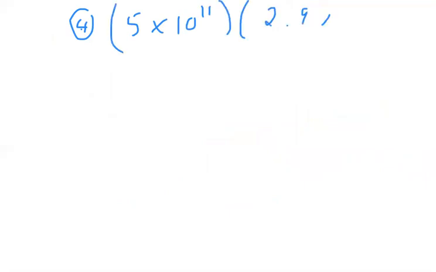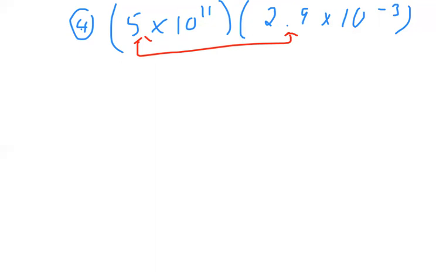Okay, now we can also do operations within scientific notation. So here comes the next one. Let's say you have 5 times 10 to the 11th power multiplied by 2.9 times 10 to the negative third power. That's multiplication right here, guys. So to multiply here, you want to take the 5 times 2.9. Go ahead and type it into your calculator, 5 times 2.9.